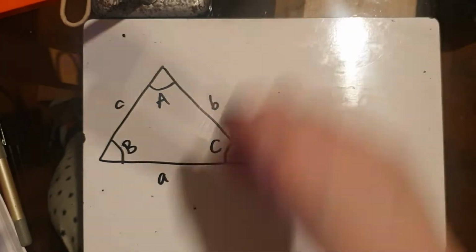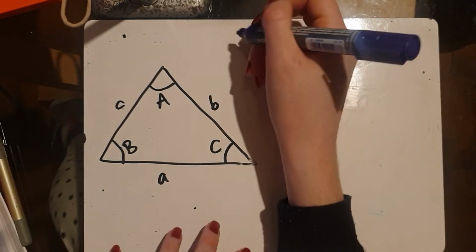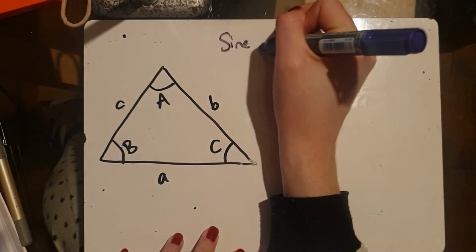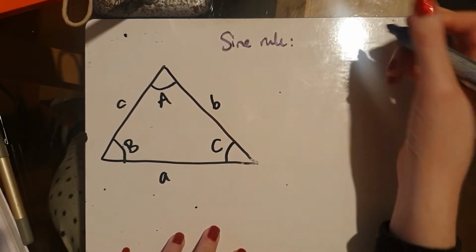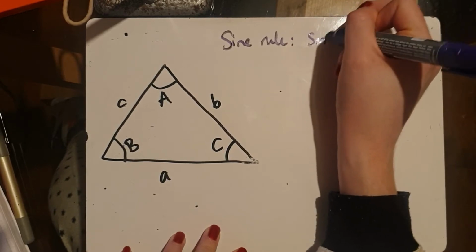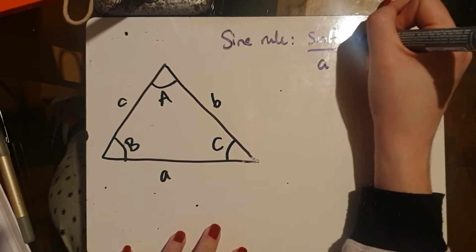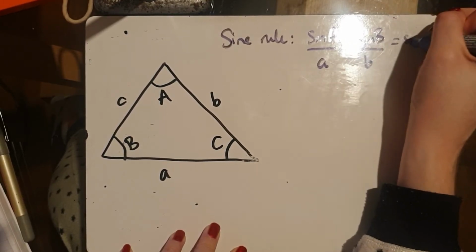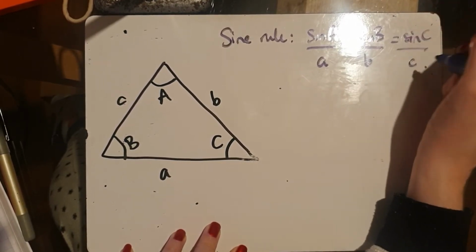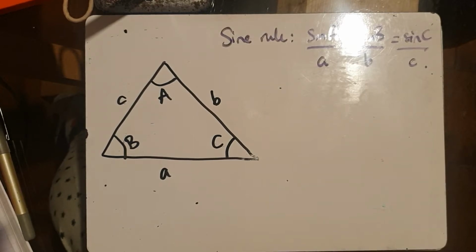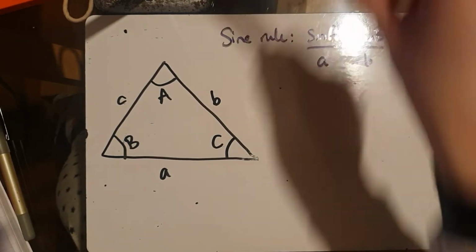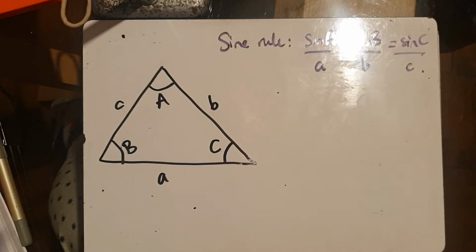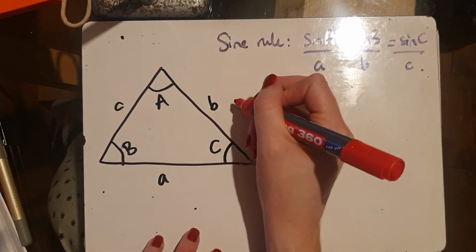and then we will have the sine rule, which is sine A over a equals sine B over b equals sine C over c. And as I'm sure you remember from that last lesson of term, you can also flip this, so it can be a over sine A equals b over sine B equals c over sine C.